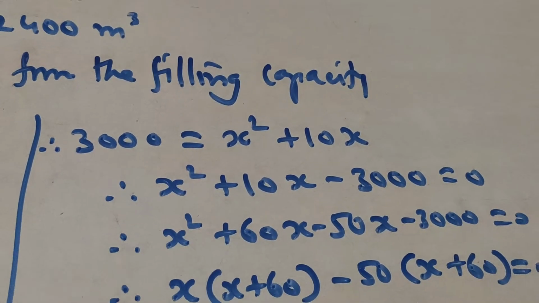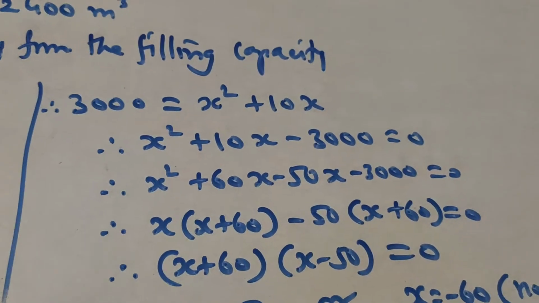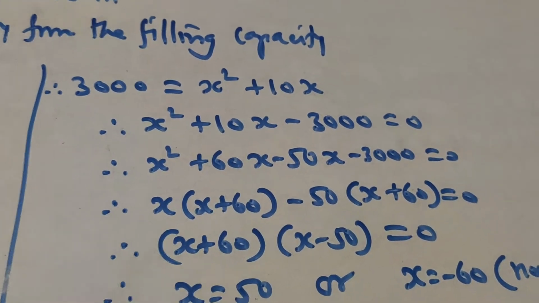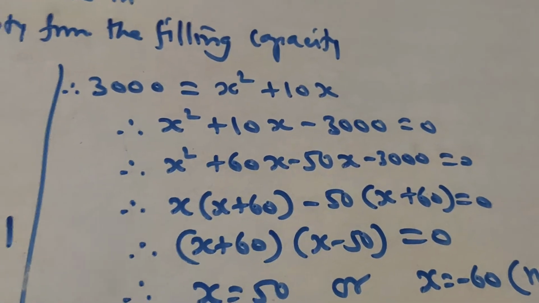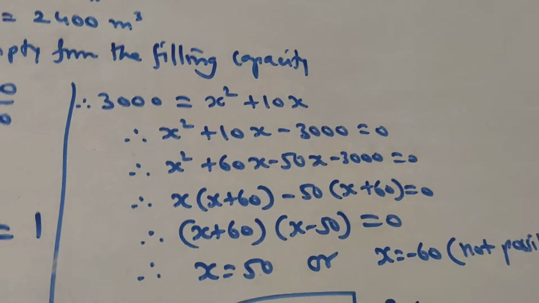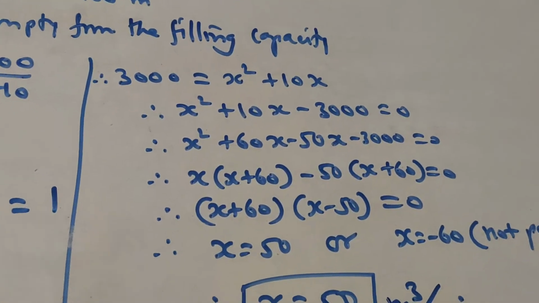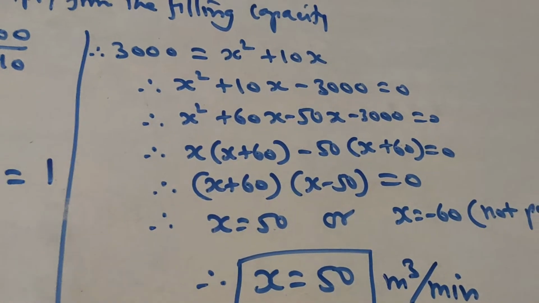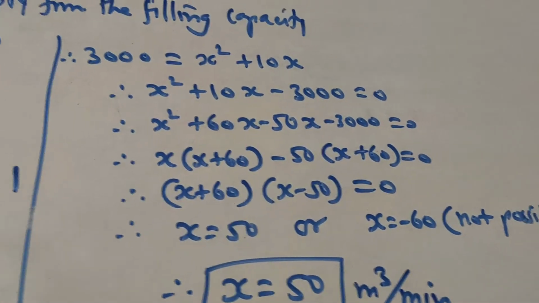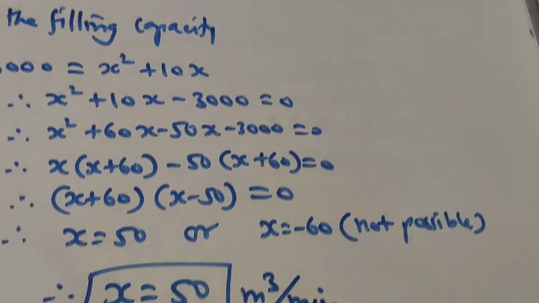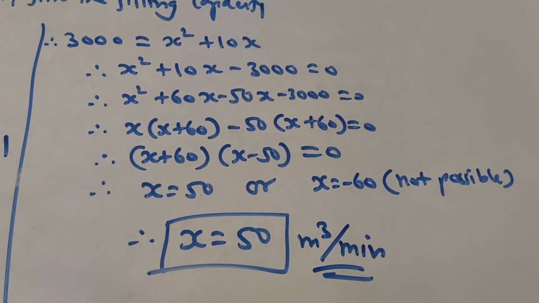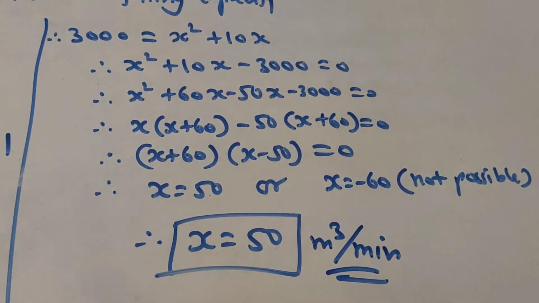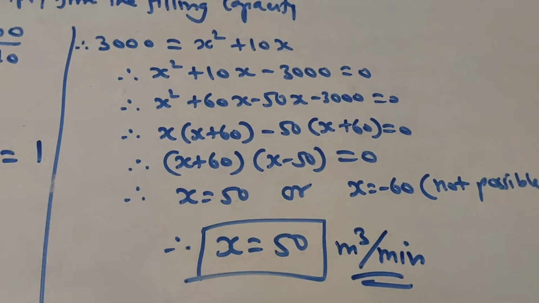So x square plus 10x minus 3000 is equal to 0. X square plus 60x minus 50x minus 3000 is equal to 0. So x common, so x plus 60 and x minus 50. X minus 50 is equal to 0, that becomes x equal to 50, and x plus 60 is equal to 0, that becomes x equal to minus 60, which is not possible. So what is the answer? X equal to 50. So how much time it takes for filling? It takes 50 meter cube per minute.